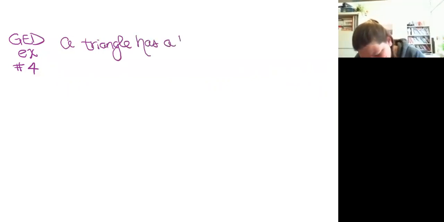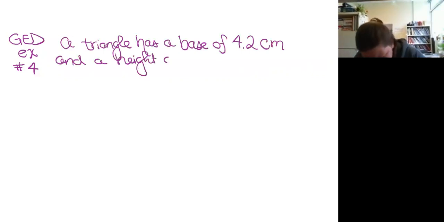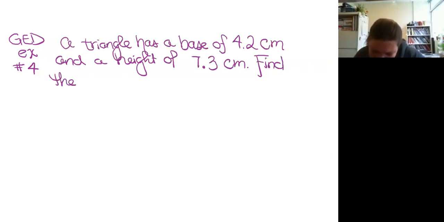Okay. Let us say that a triangle has a base of 4.2 centimeters and a height of 7.3 centimeters. Find the area of the triangle.